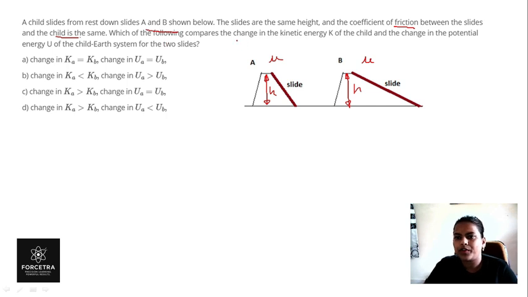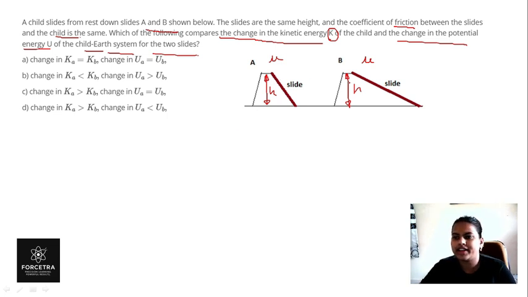Which of the following compares the change in the kinetic energy K of the child and change in the potential energy U of the child-earth system for the two slides? So in case A and case B, this is the initial point and this is the final point. Similarly, initial point and final point.